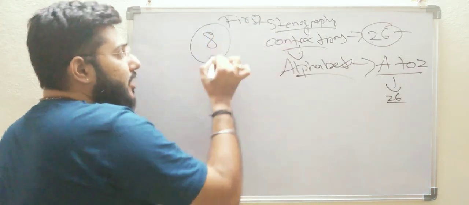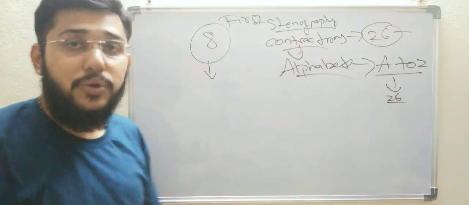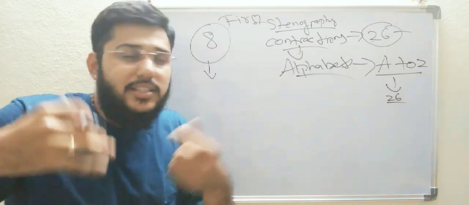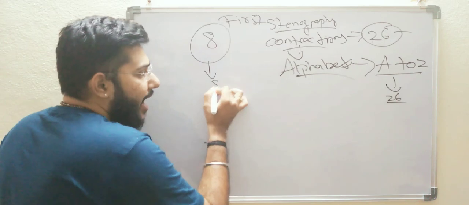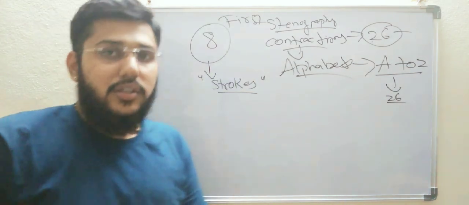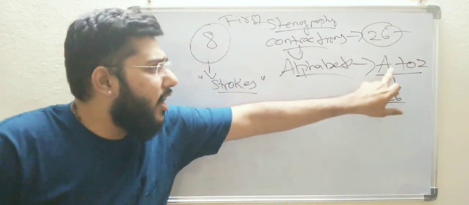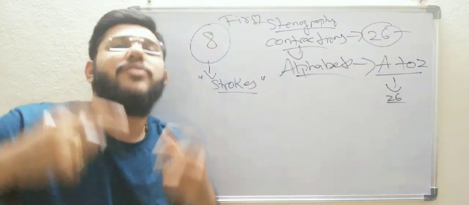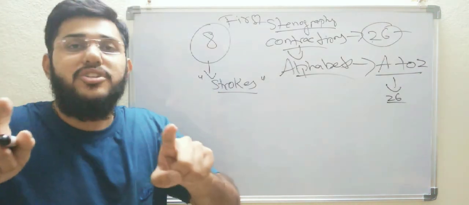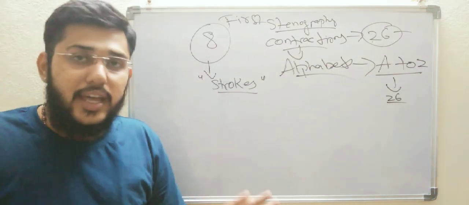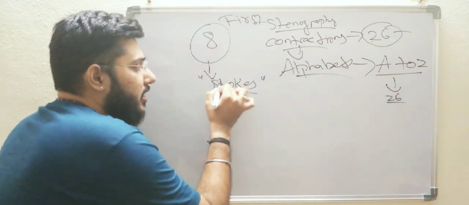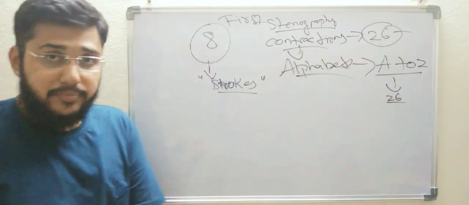You are not supposed to call these an alphabet because in stenography we call them strokes. Like in English we say alphabet A, alphabet B, alphabet C, alphabet D, but here you are not supposed to call it an alphabet. You are supposed to call it a stroke. It's spelled S-T-R-O-K-E, stroke.